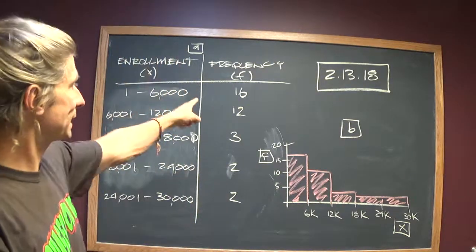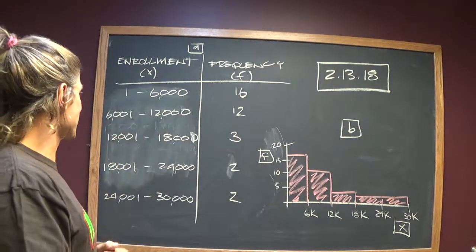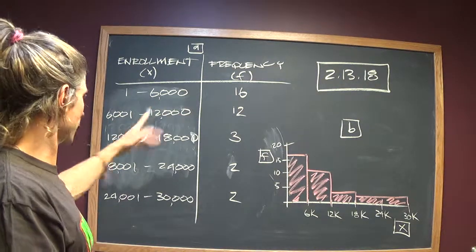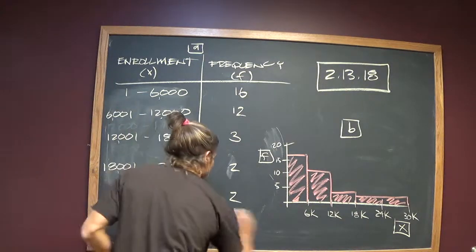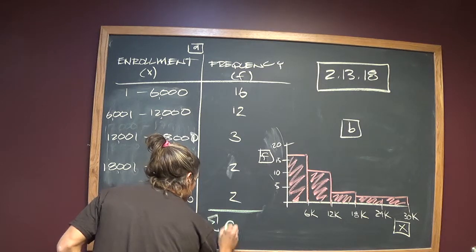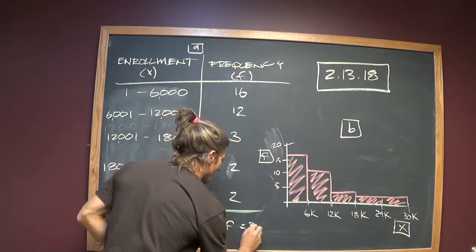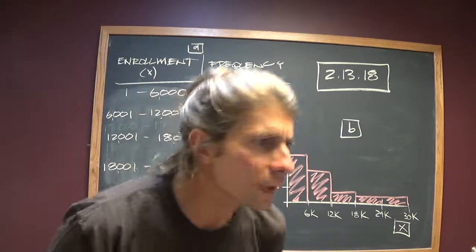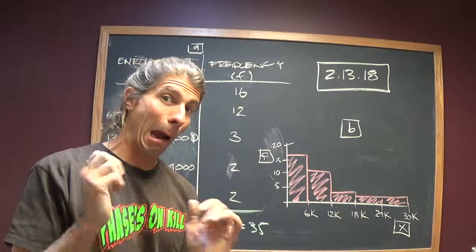So I counted there were 16 enrollments that were between 1 and 6,000, 12 between 6,001 and 12,000, 3, 2, and 2. Let's do a quick check, which I did not do. Let's see what this sums up to. The sum of the enrollments, some of those frequencies, 28, 31, 35. And let me double check. Yeah, 35 community colleges. So either I did it right or I screwed up uniformly.